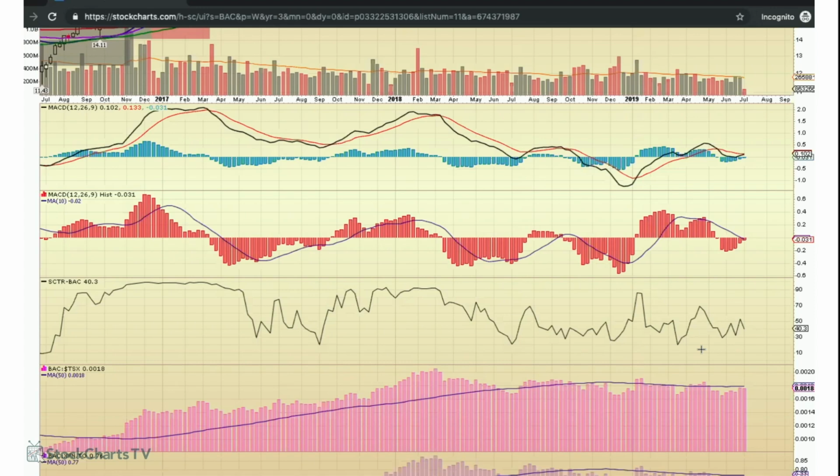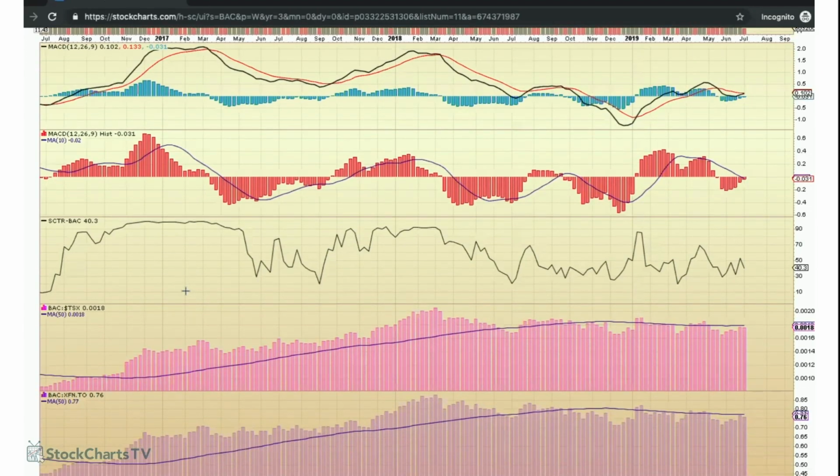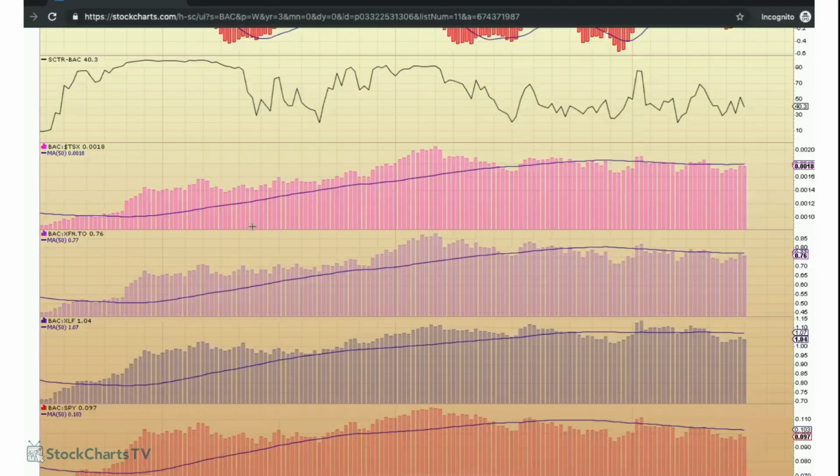But again, when we do get a move in Bank of America, as you can see here, once we move above 75, we'll stay there for quite a while, and it is a good trade. So that's something that I'm watching as well. And if you take a look at Bank of America here.